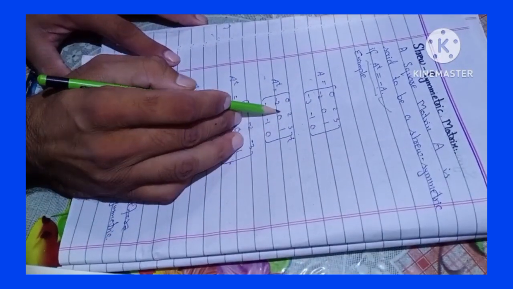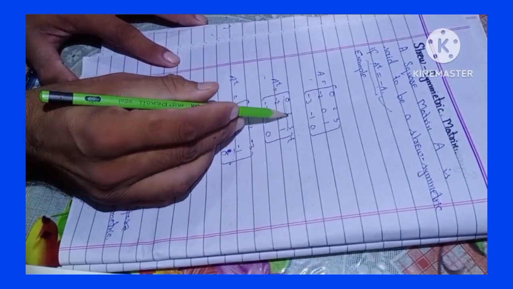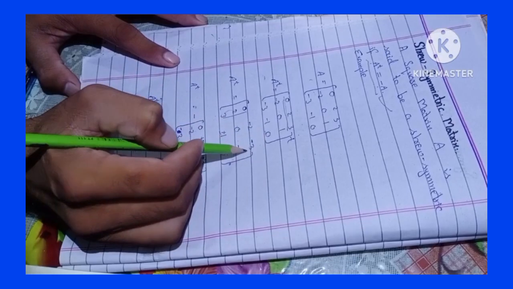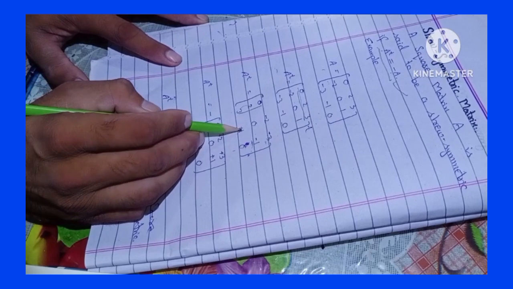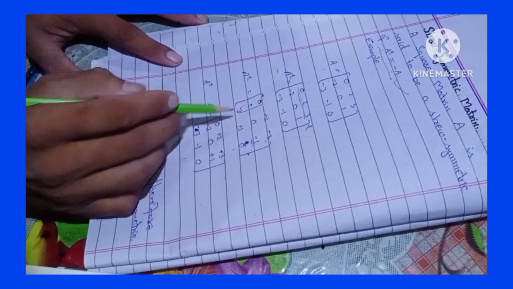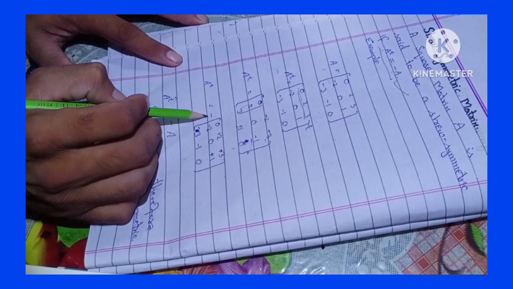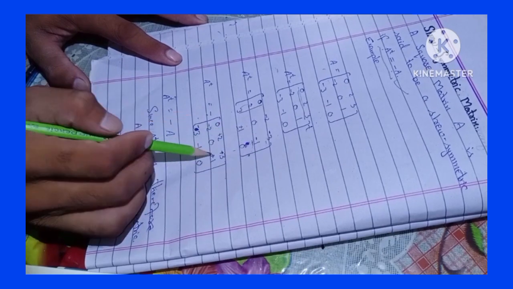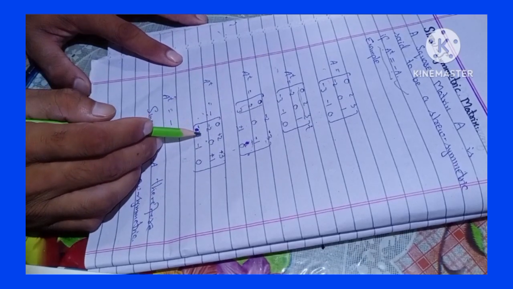Its transpose: rows change into columns. The first row changes into the first column, 0 2 3, and the second row changes into a column, and the third row changes into a column. We take minus common from this matrix. 0 is neutral, negative 2 becomes positive because minus is common, and minus 3 becomes positive because minus is common. These are equal.